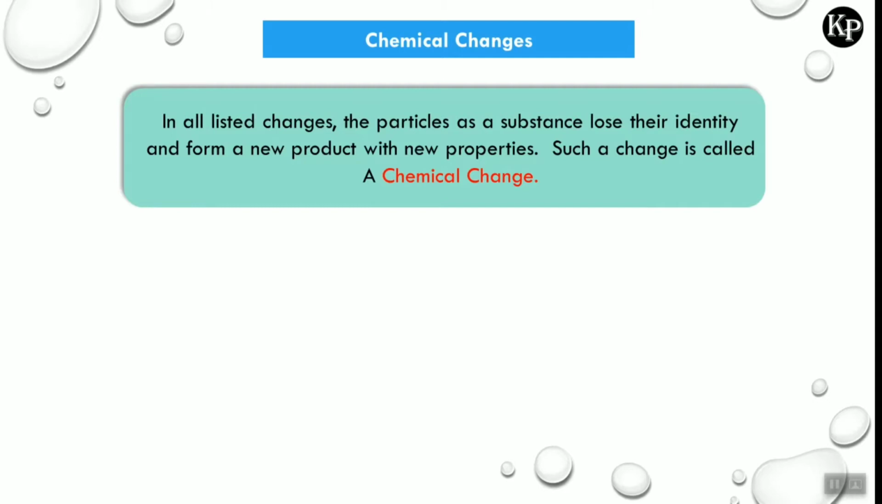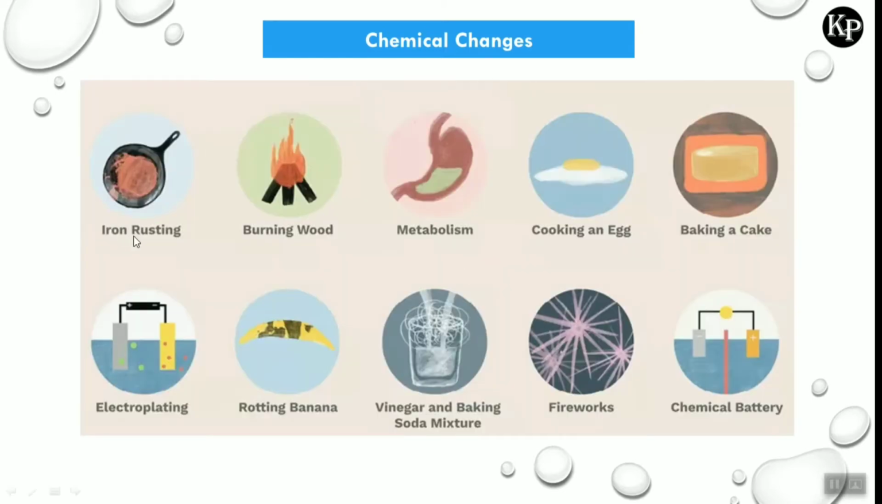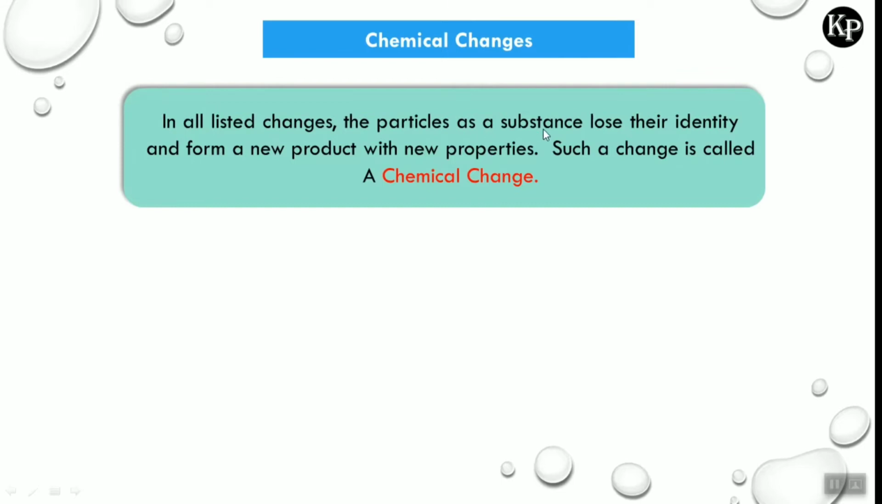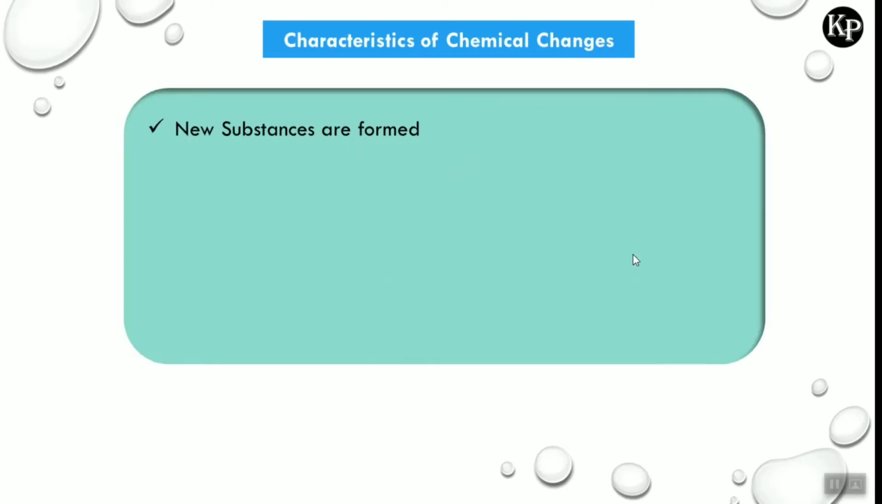In all the listed changes, the particles of a substance lose their identity to form a new product with new properties. Such a change is called a chemical change. You can see here the different changes: iron rusting, burning wood, metabolism, cooking an egg, baking of cake, and the electroplating process. In all of them the particles lose their basic identity, a new product is formed, and it gains new properties. Such a change is nothing but a chemical change.